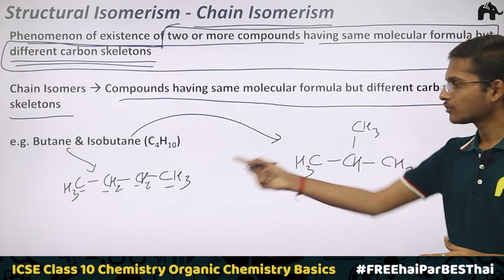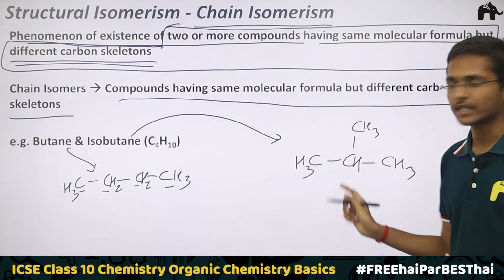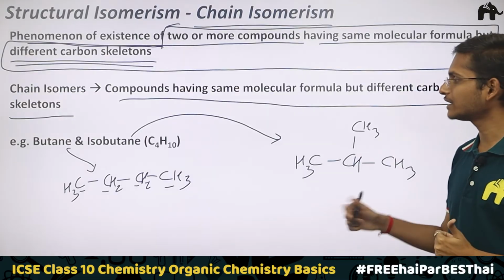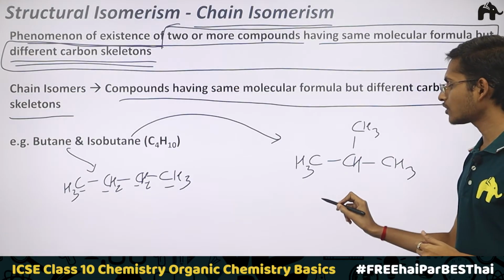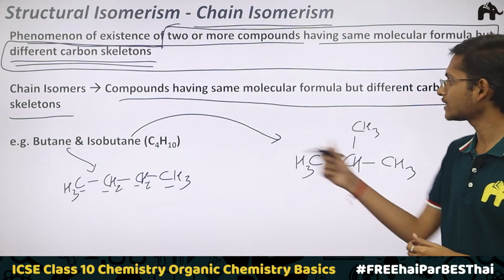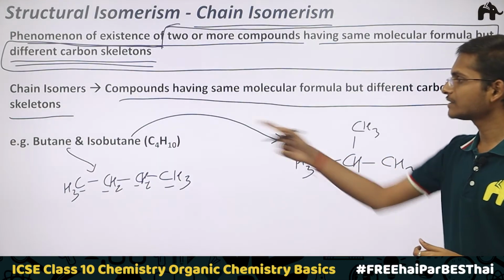Understood the structures? These are the 2 isomers of butane. So in exams they can ask you to draw the isomers of butane. The isomers of butane are these 2. One's name is butane itself, and the second isomer of butane is named isobutane.